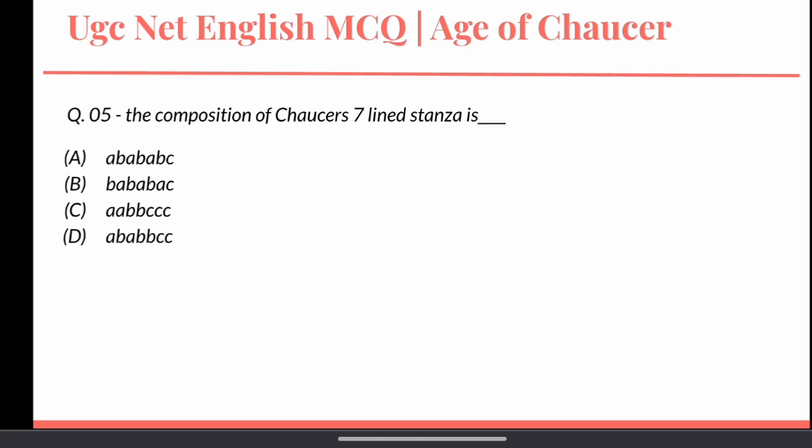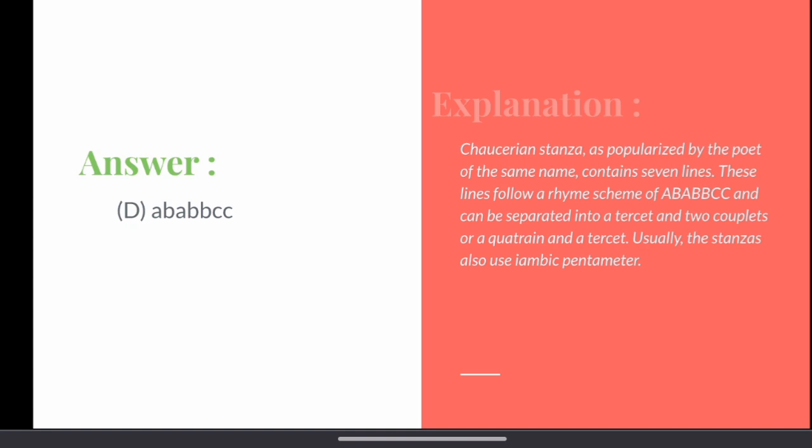The fifth question, the composition of Chaucer's 7-line stanza is. We have to tell the composition of the 7-line stanza which was used by Chaucer. The options are: ABABABC. The second option is BABABAC. Option C is AABBCCC, and option D is ABABBCC. The right answer for this question is option D, ABABBCC.